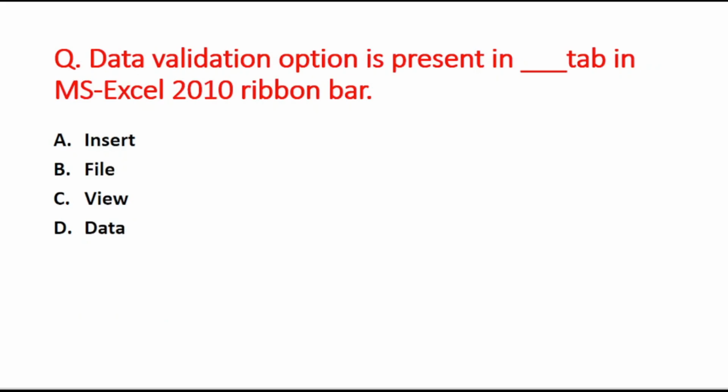Next question is data validation option is present in blank tab in MS Excel 2010 ribbon bar. A option is insert, B option is file, C option is view and D is data. So right answer is option D, that is data validation option is present under the data tab in the ribbon bar.